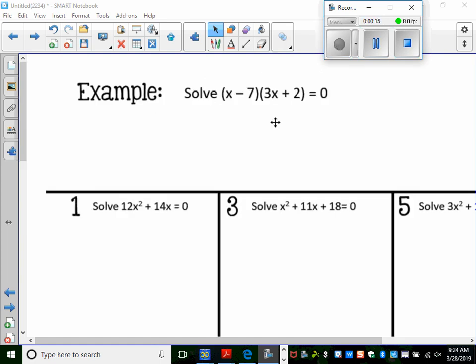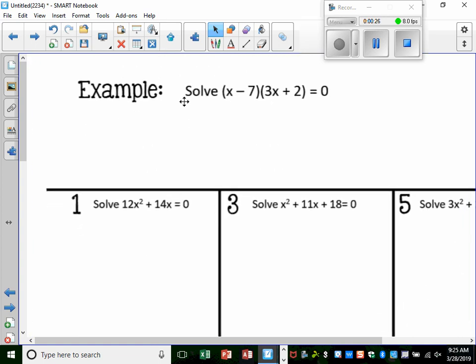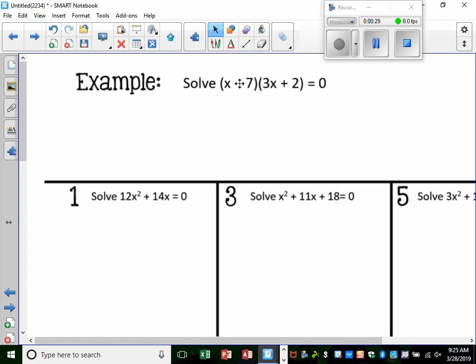All right, so starting with the example that's at the top, you'll see there's a property here called the zero product property, and you're going to see why we call it that in a second. So basically, you're going to factor the problems. We already know how to factor. That's not a big deal. The only thing that has been added to these problems is an equal sign and zero. At first you were only given something like 12x squared plus 14x, and then you were to factor that. Now we're adding the zero property, which means you set it equal to zero, and then you factor it. So when you're done, it's going to look like this.